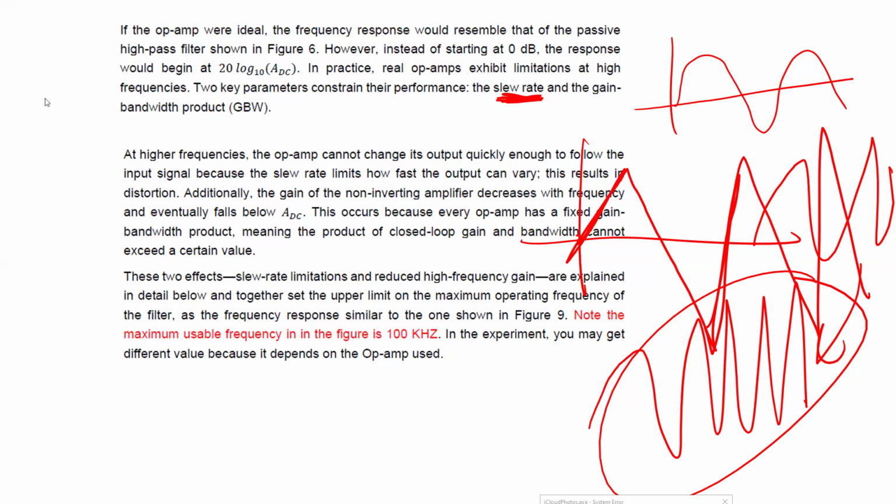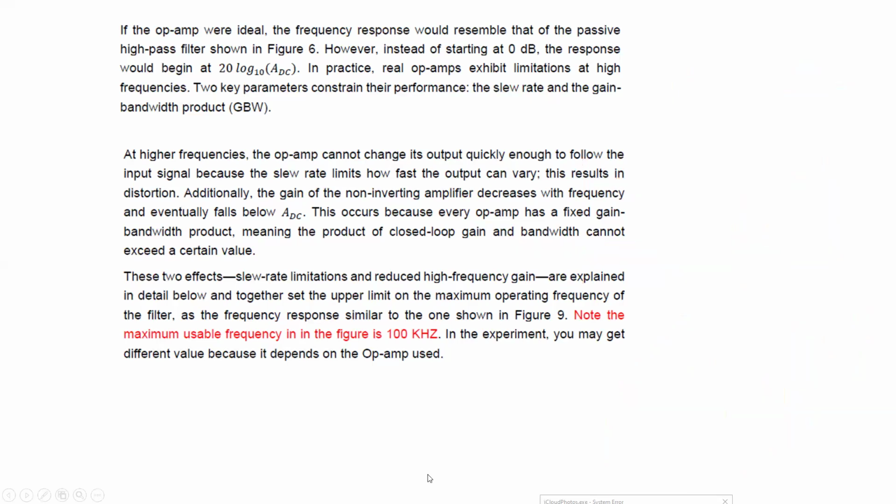There is another reason. So this is slew rate, and there is another reason here. We call it the gain bandwidth product. So what happens here, guys? The multiplication is a limitation in the op amp. When you multiply the gain times the bandwidth, it should be a constant value.